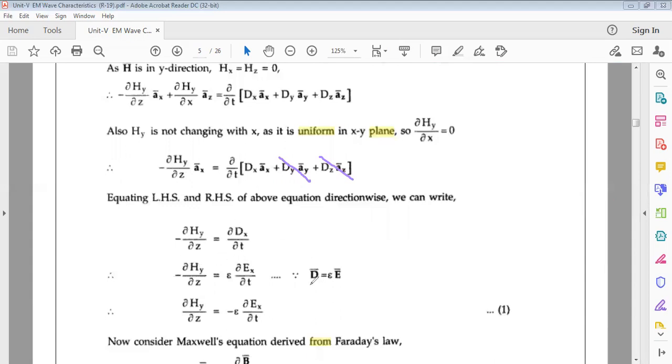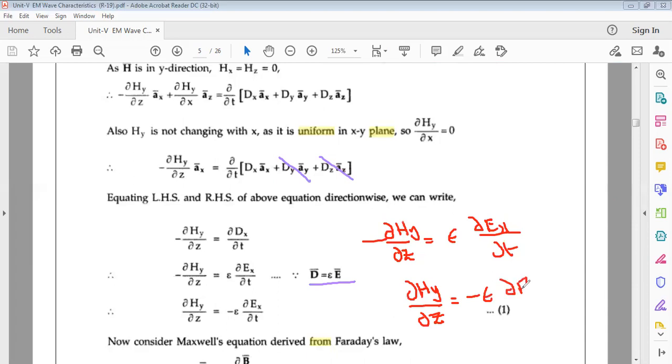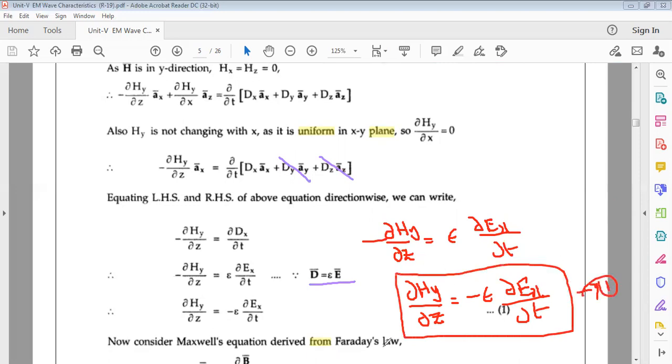And Dx is replaced with epsilon into E bar, so the equation becomes dou Hy by dou z with the minus sign is equal to epsilon into dou Ex by dou t. Otherwise, dou Hy by dou z is equal to minus epsilon into dou Ex by dou t. Means H is in the y direction, E is in the x direction, with respect to z only we have the values. Okay, equation one.